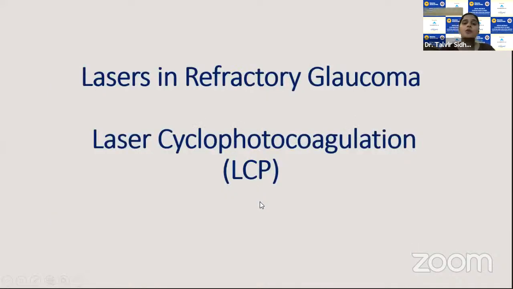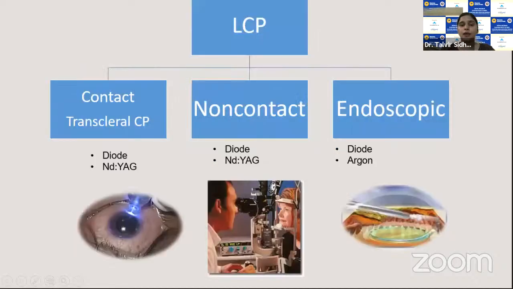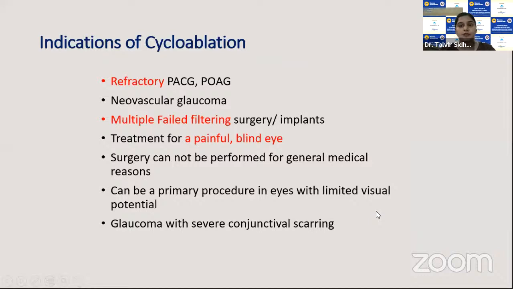So now talking about refractory glaucomas and laser photocoagulation, which can be done by 3 methods. Either it can be transscleral, or a non-contact transscleral, or it can be endoscopic. Please remind me of the time, ma'am, if I've overshot the time.